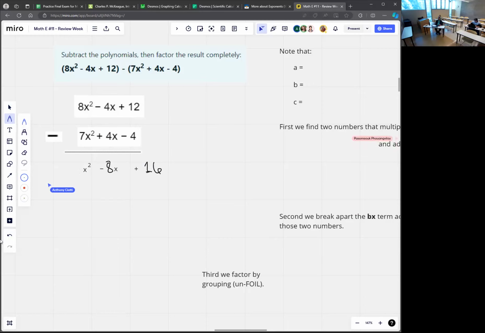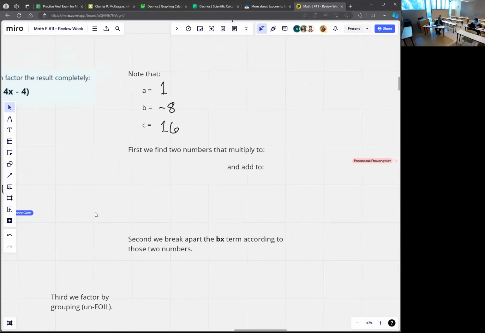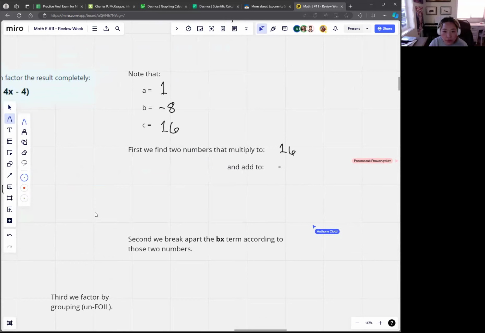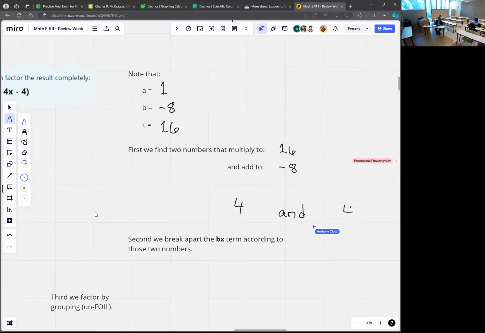So now they say, let's factor that. A is 1, B is negative 8, C is 16, just reading them off. So I want two numbers that multiply, 1 times 16 is 16, and add to negative 8. You said 4. Yes, so 4 and 4 is 16. We're close.